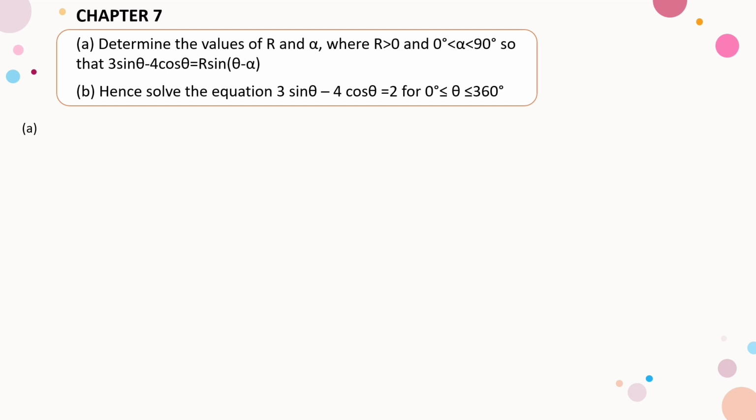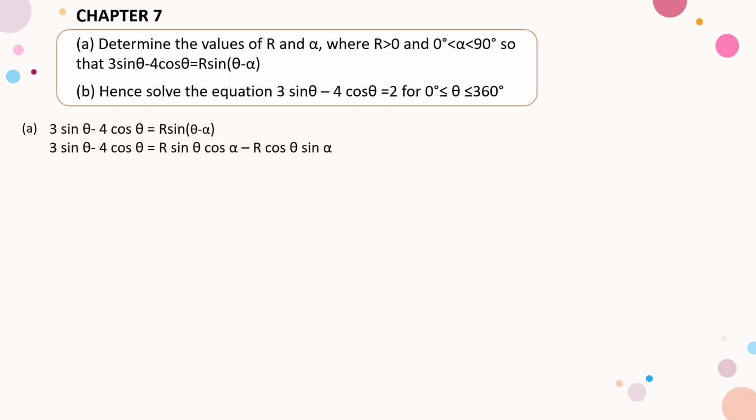Okay, let's take a look at question Chapter 7. Determine the values of R and alpha, where R is bigger than 0 and alpha is smaller than 90 degrees but bigger than 0 degrees, so that 3 sin theta minus 4 cos theta is equal to R sin (theta minus alpha). So we use the formula of compound angle.